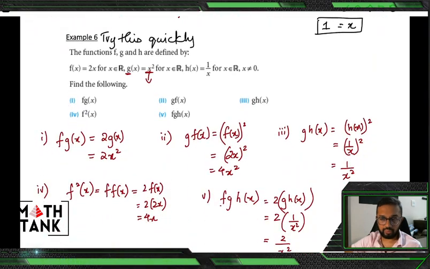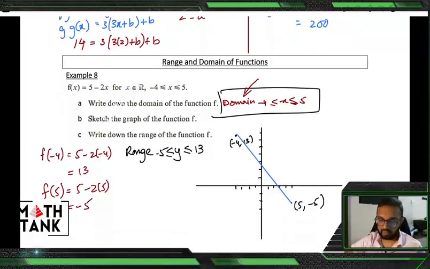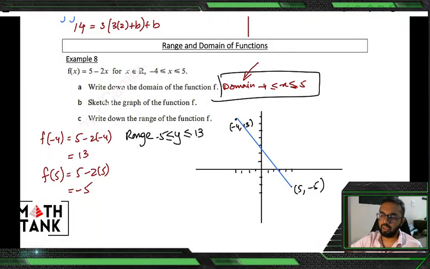Lots of functions that I practice in class. And then we come to range and domain of functions. Now, the most confusions come up in this area, range and domain of functions. The basic idea of range and domain is that domain is the values of x for which a function exists. Range is the values of y for which the function exists.